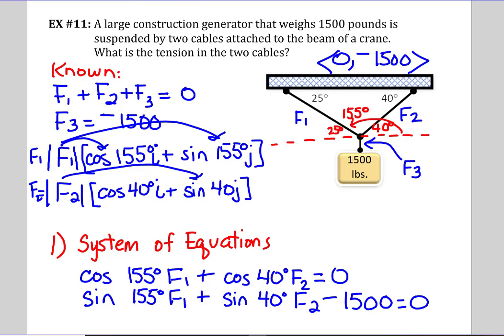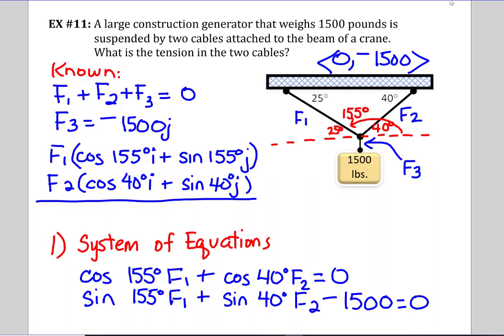I'm going to clean up my writing here. Hold on just a sec. Okay, so that looks a little neater than what I had.